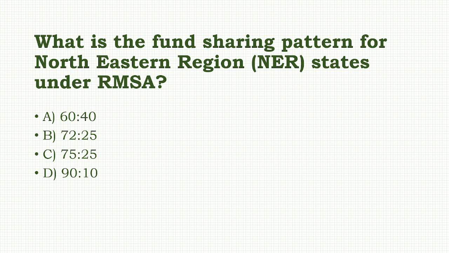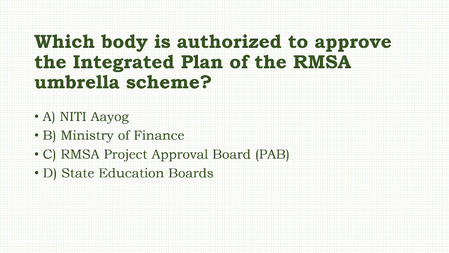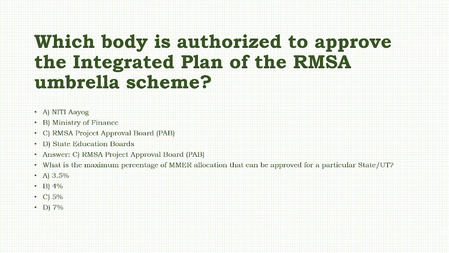Next, what is the fund sharing pattern for northeastern region state under RMSA? Option: 60:40, 72:25, 75:25, 90:10. Answer of this question is option D, that is 90:10. Which body is authorized to approve integrated plan for RMSA umbrella scheme? Option: Niti Aayog, Ministry of Finance, RMSA Project Approval Board, State Education Board. Answer of this question is option C, that is RMSA Project Approval Board.